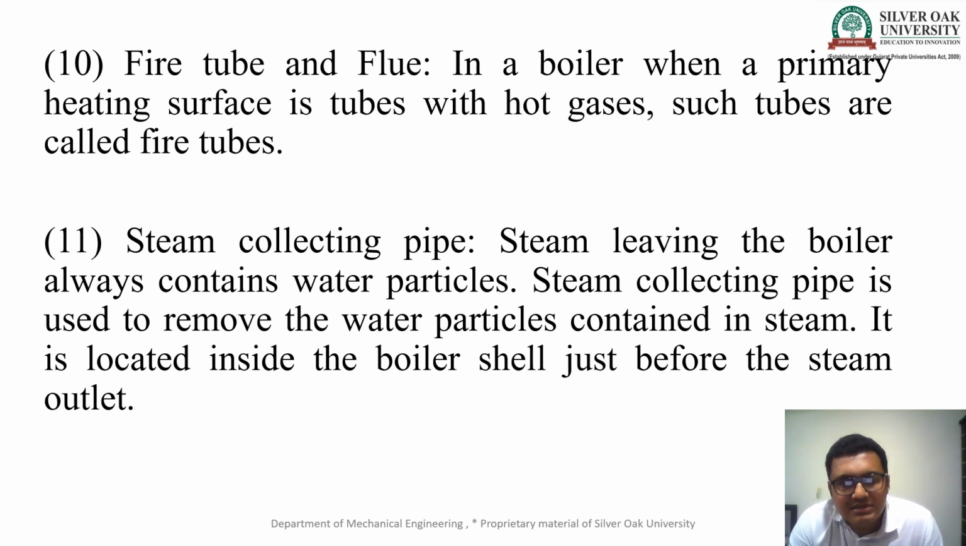After that we discussed the simple diagram of the simple vertical boiler, and the different parts which are attached outside the boiler shell, that is, the different parts of the simple vertical boiler. We discussed 11 parts in detail, what the name of each part is and what the function of that part is inside the simple vertical boiler.